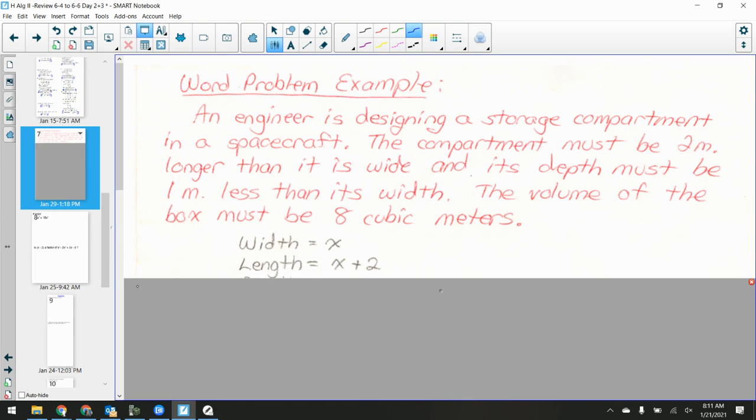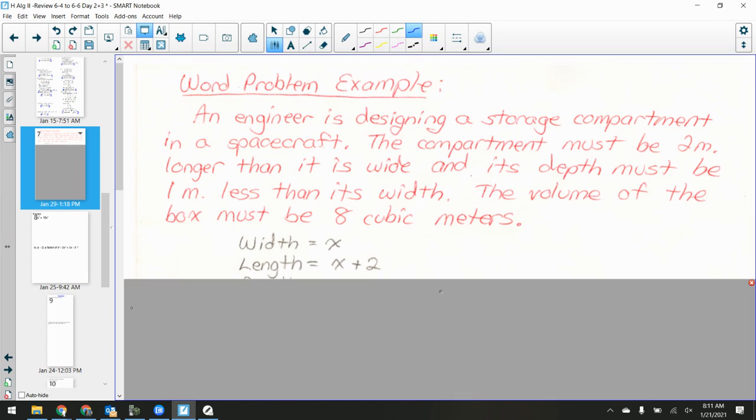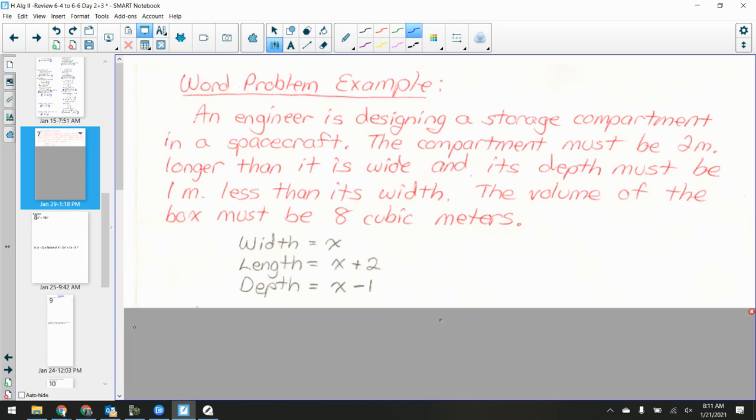The width, everything is dependent upon the width, right? The compartment must be 2 meters longer than its width, and the depth must be 1 meter less than its width. So both length and depth are dependent on the width. So width is x. That means length is x plus 2, 2 meters longer than its width. And that depth is x minus 1, 1 less than its width. So those are our 3 dimensions.